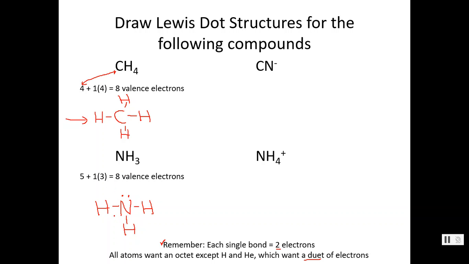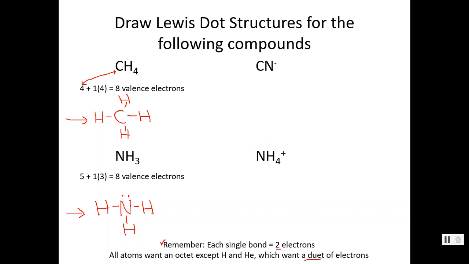So I have now placed 2, 4, 6, 8 of my 8 valence electrons. My hydrogens are happy, each with a duet, and my nitrogen is now happy with an octet. The nitrogen has 2, 4, 6, 7, 8 valence electrons. So this would be the Lewis dot structure for NH3.